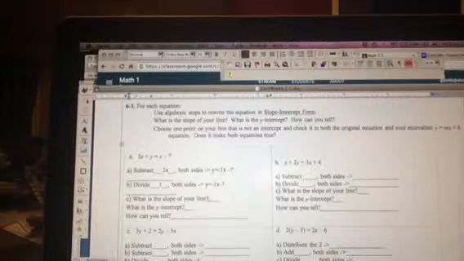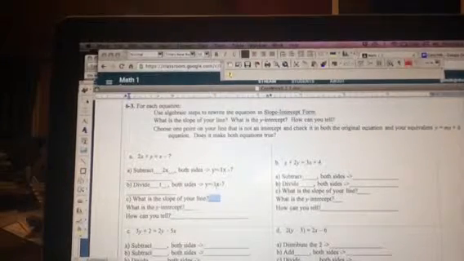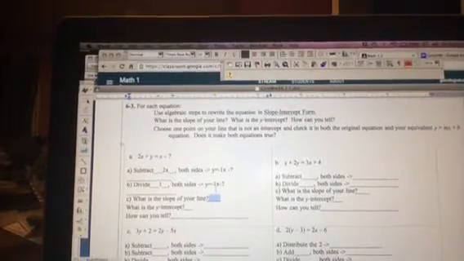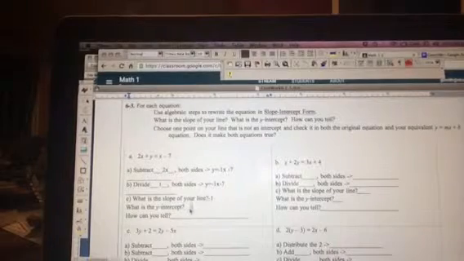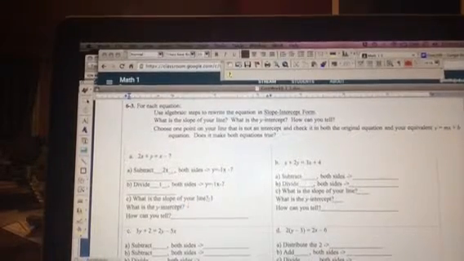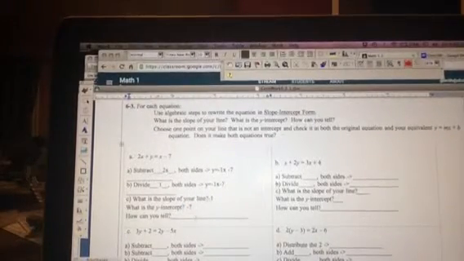Okay, so what's the slope of the line? The slope of the line is the coefficient of x, the number in front of x. So the slope of the line will be equal to negative 1. And what's the y-intercept? It's the number at the end of the equation, which in this case is minus 7 or negative 7. How can we tell these two things?